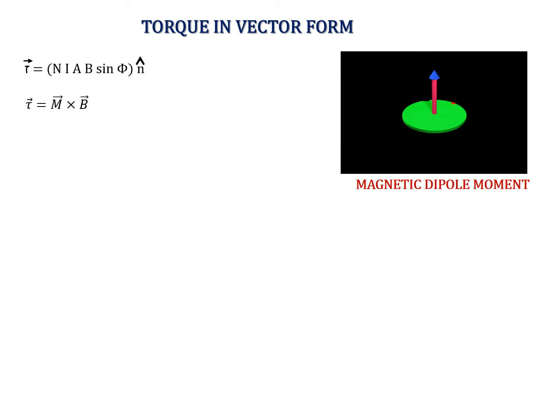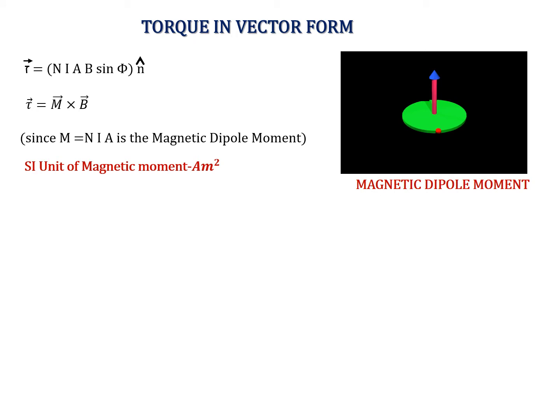We can again use the right hand thumb rule to write the direction of magnetic moment. Stretch the thumb perpendicular to the curl of the fingers. If the curl of the fingers represents current, then the thumb points in the direction of magnetic moment. So what is magnetic moment? It is NIA. Hence its SI unit will be ampere meter square. Current is measured in ampere and area in meter square.